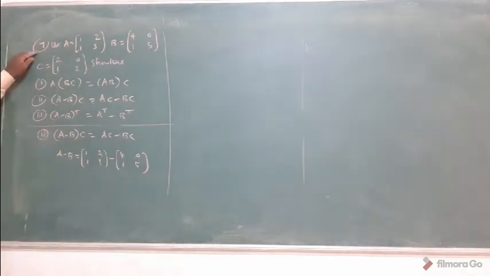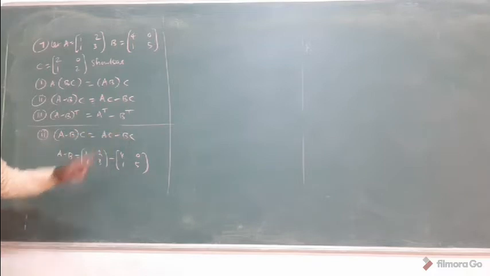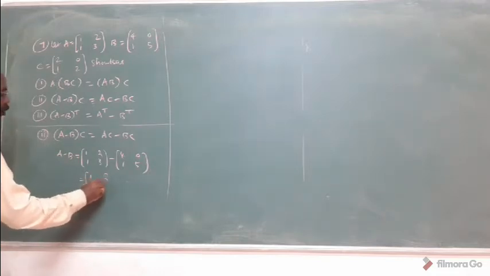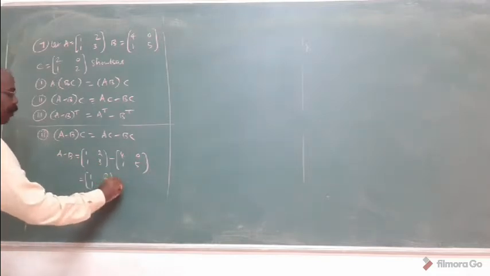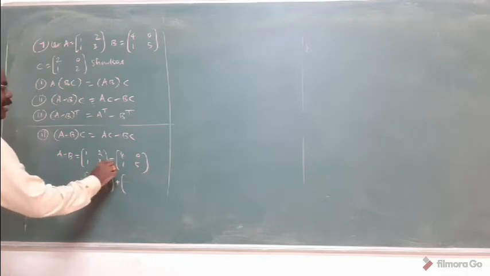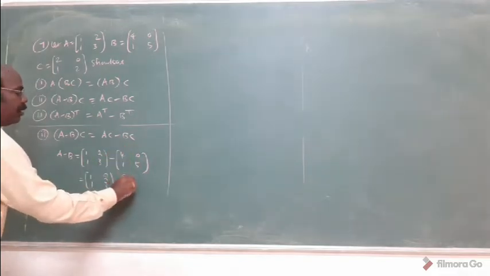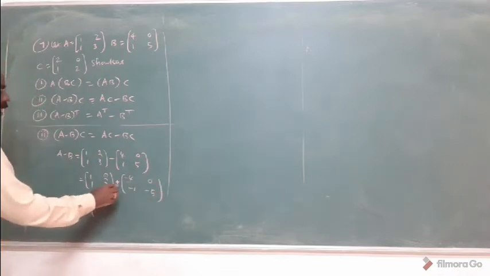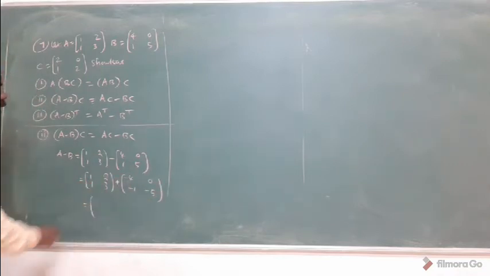Now, seventh question, subdivision 2. A minus B times C equals AC minus BC. First find the answer for A minus B. A minus B means what I told you? 1 2 1 3, in between the plus sign, change the sign. This minus is not for all the time. Minus 4 0 minus 1 minus 4.